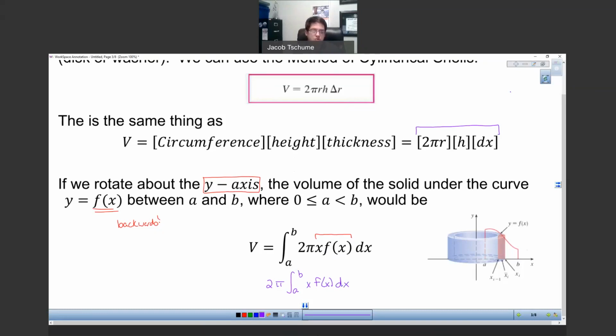If you want to use the shell method rotated around the x-axis, you have to do everything in terms of y's. So whatever axis you rotate around, if you do the shell method, you have to use the opposite letter from the beginning. Everything else is essentially the same as we learned in the last section. Once again, no squaring. You're multiplying your function by a variable x, or if you're going the other way, a variable y.